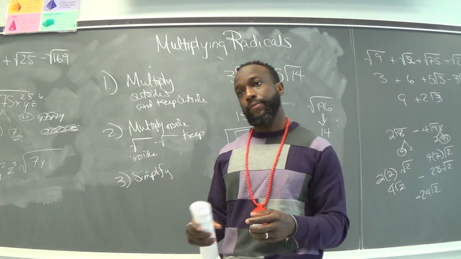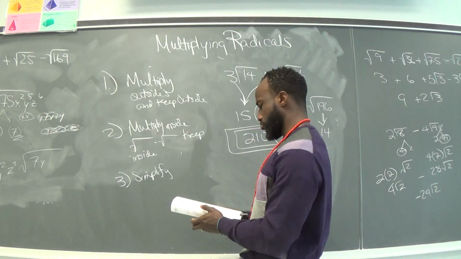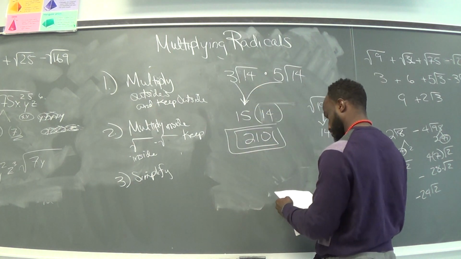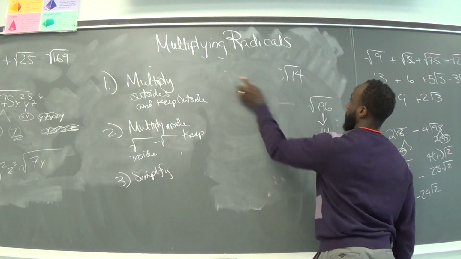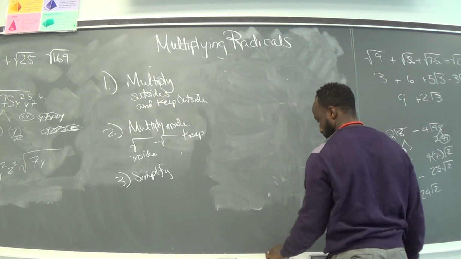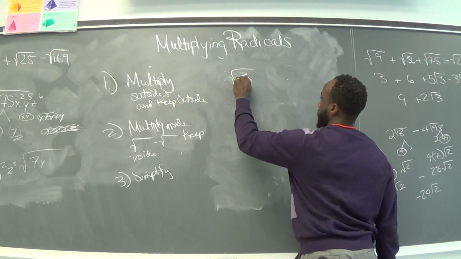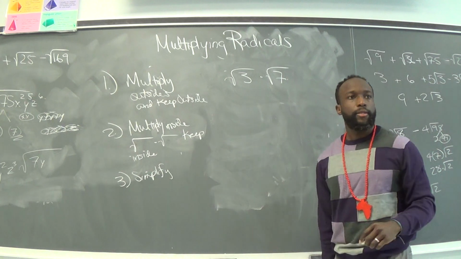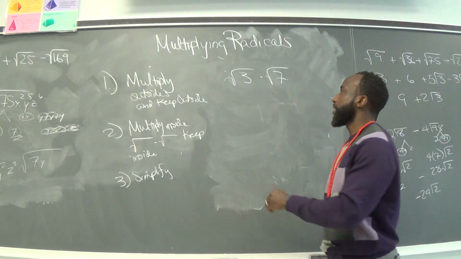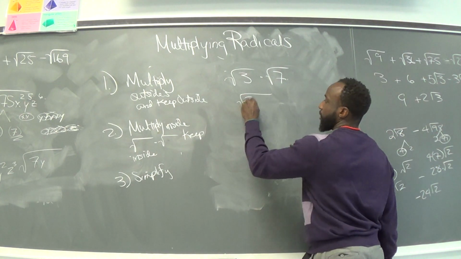Yes, ma'am. Can you work on number 2 for me? Number 2? Yeah. 3 and 7? Okay, let's look at it. Up on the top it says equals 4, but what if there isn't an equal? The square root of 3 times the square root of 7. There's no outside number, so it's just 3 times 7.